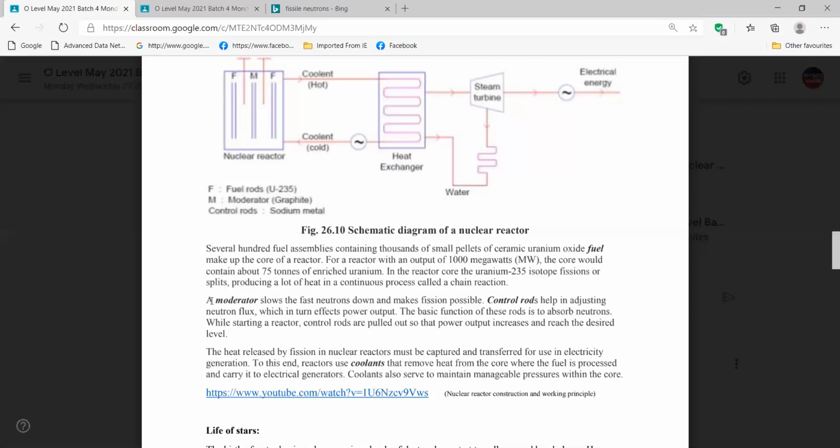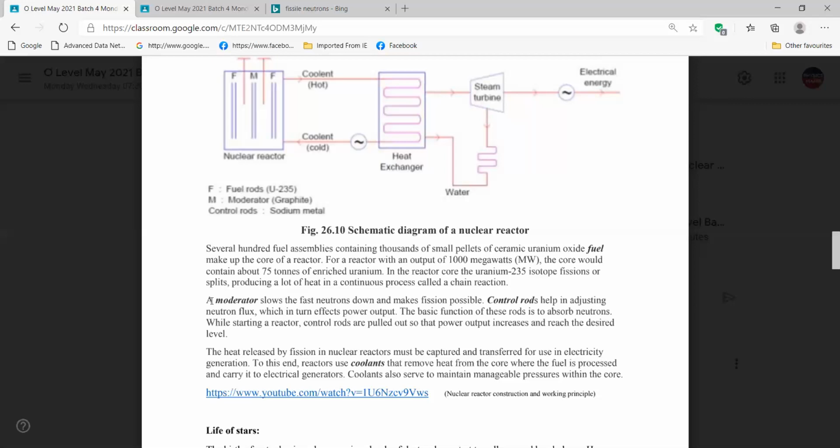Why are we using graphite? Where does the neutron gain that energy? Is it the energy produced during fission? The neutrons from fission we also get, but at the beginning we are giving them. We use graphite to slow them down so that they reach a specific speed.